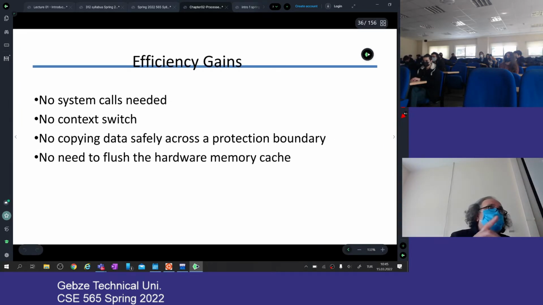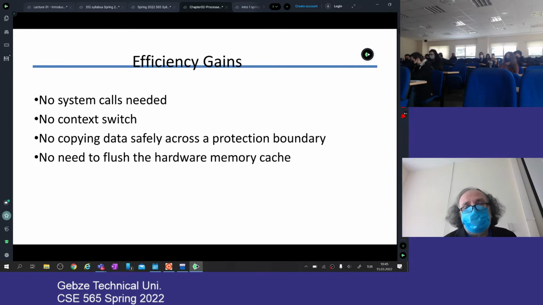Very nice. The nicest feature of user level implementation of threads is that to handle threads, either creation or scheduling or that kind of stuff, no context switch is needed. Why? Because I am handling everything inside my process. I am not asking the operating system to do something for me. All I am doing is running some specialized library routines within the same process. So no context switch, no system calls needed. No copying of data across the protection boundary, which is the trapping to the kernel.